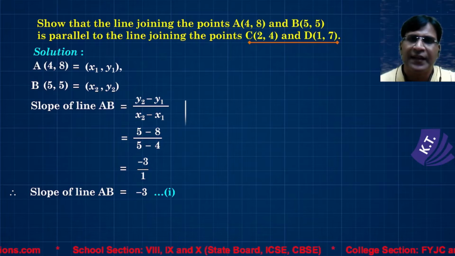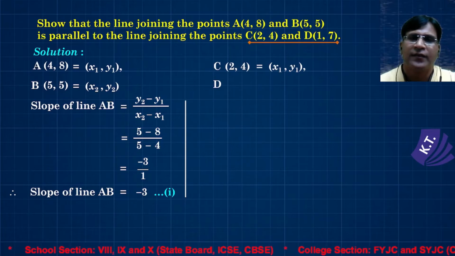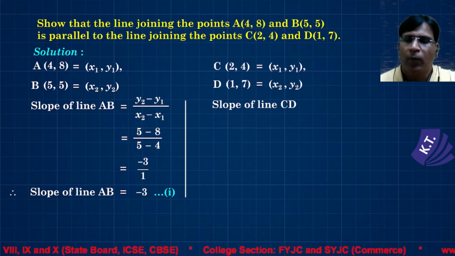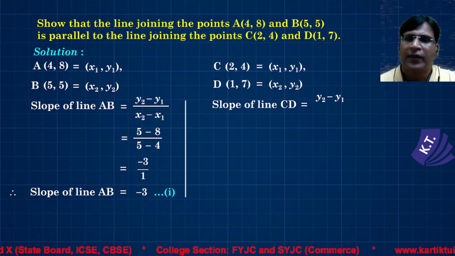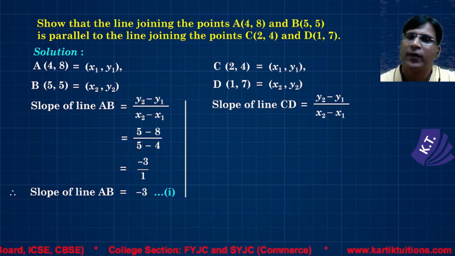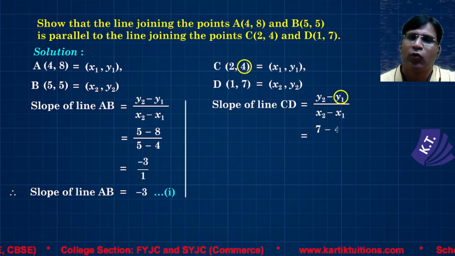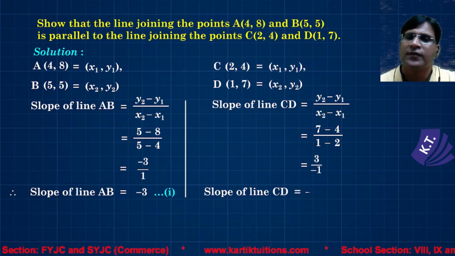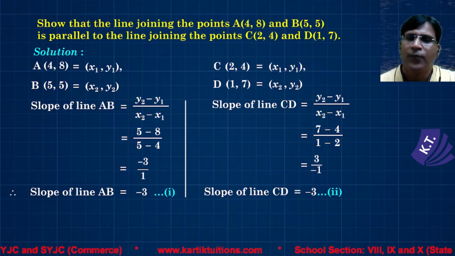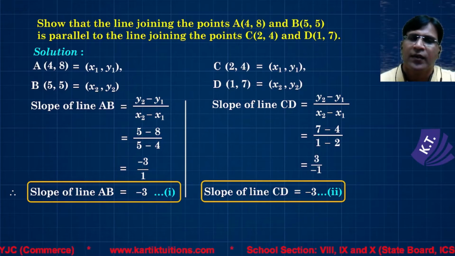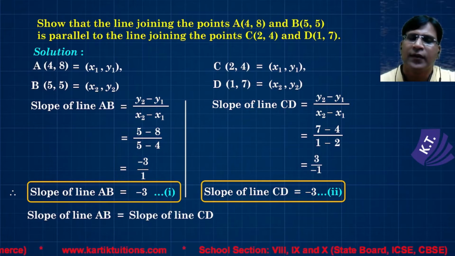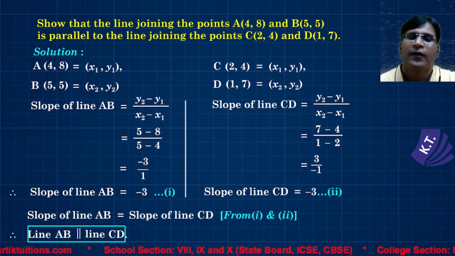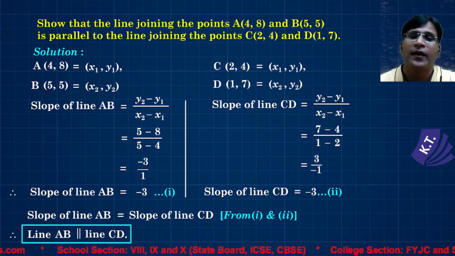Now let's talk about CD. If we talk about C and D, at this time C coordinates will become our x1, y1 and D coordinates will become our x2, y2. Now the slope of CD, we'll just apply the same formula. What is the formula? y2 minus y1 upon x2 minus x1. So here it will become 7 minus 4 upon 1 minus 2. Now that is 3 upon minus 1, which will give us minus 3. Let that be equation number 2. If you observe carefully from 1 and 2, I can say the slope of line AB is equal to the slope of line CD. So in other words, I can say AB is parallel to CD. Why can we say this? Because their slopes are equal.